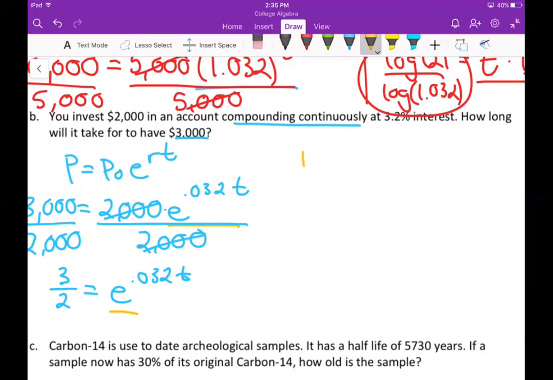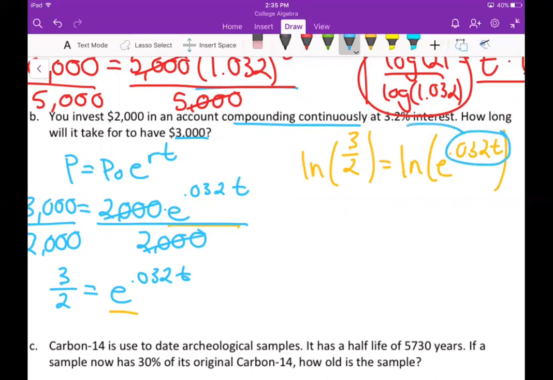So here we've got the ln of the left-hand side, 3 over 2, equals the ln of e to the 0.032t. And again, that exponent, the entire thing will drop out front. So the entire 0.032 times t all comes out front.